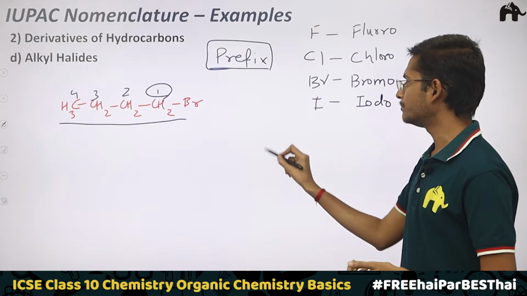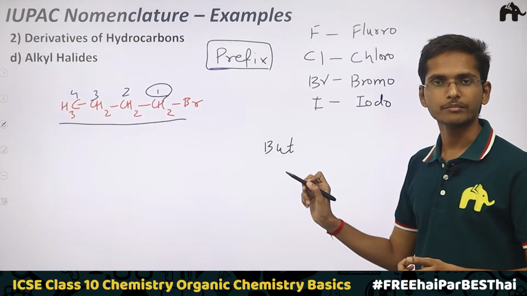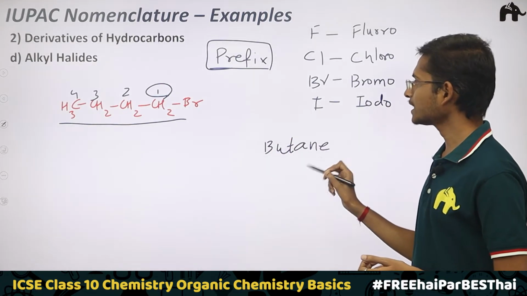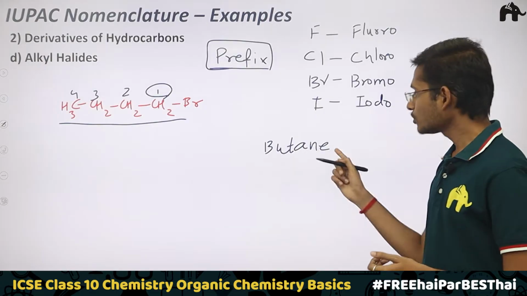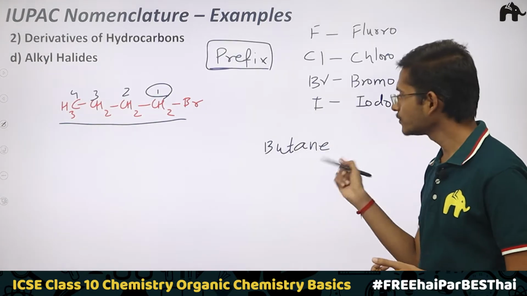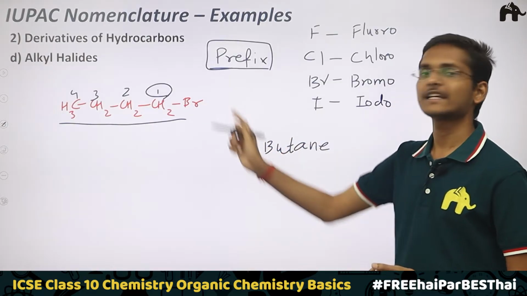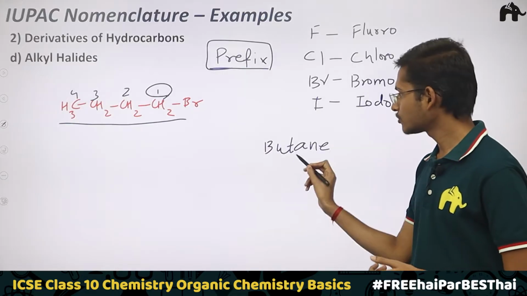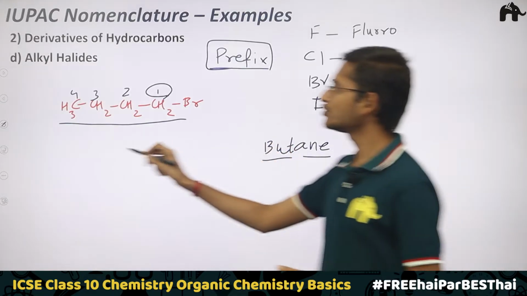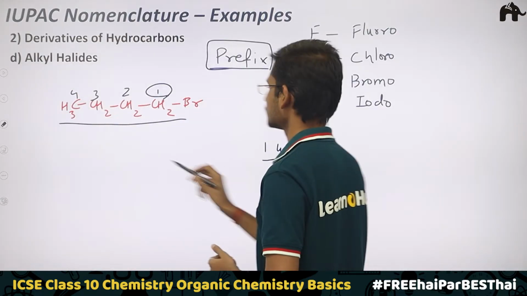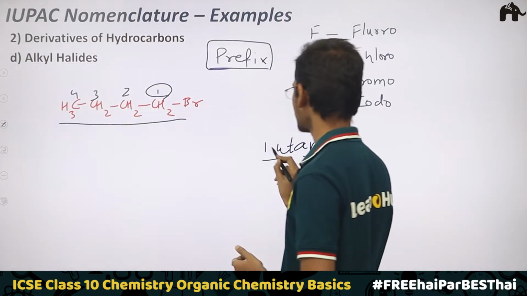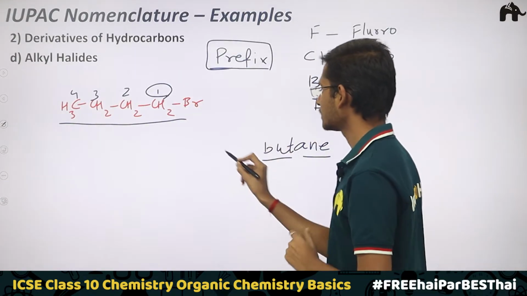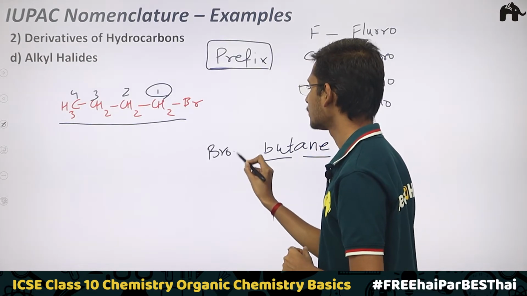So 4 carbon atoms: meth, eth, prop, but. And then single carbon-carbon bonds, so "a" and "e", and then we know that the functional group is there. But here we won't replace the "e". What we would do is simply, which functional group is there here? The halide functional group. So we would write the halide functional group as the prefix. So this is the root word, this is the suffix, and the prefix would be, I'll just make it small, "bromo", because it is the bromine atom, so bromo.